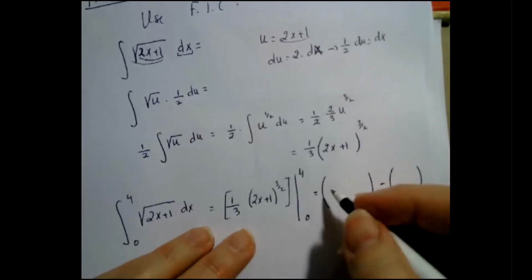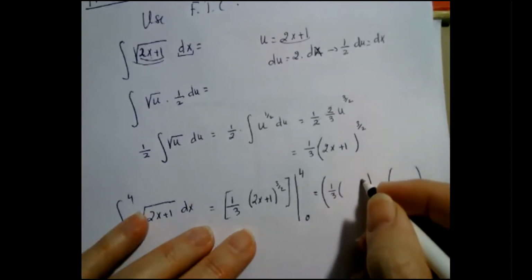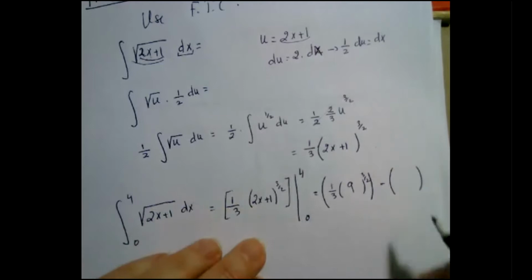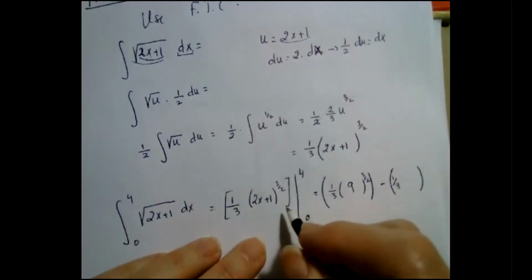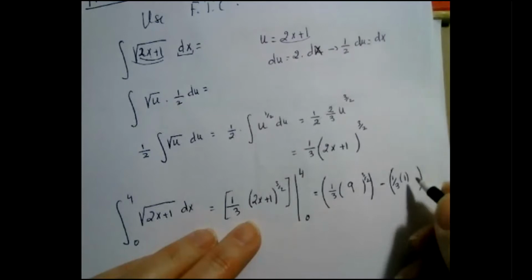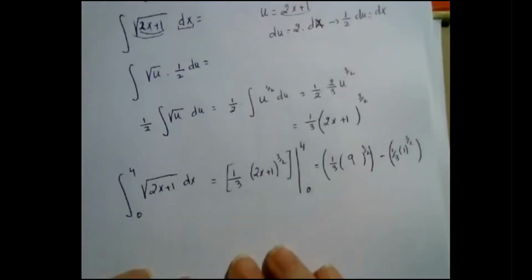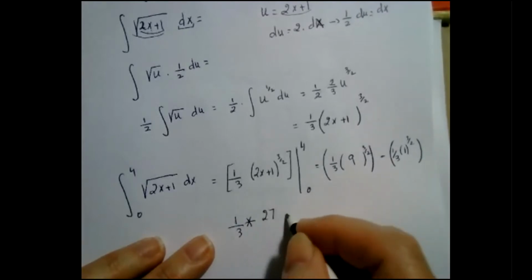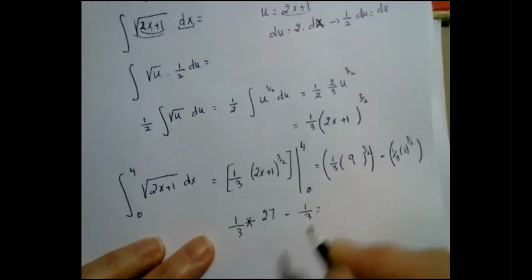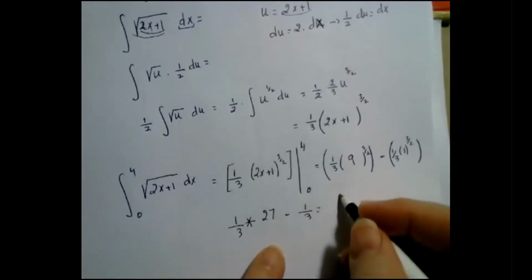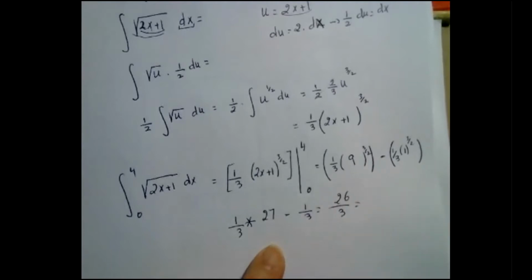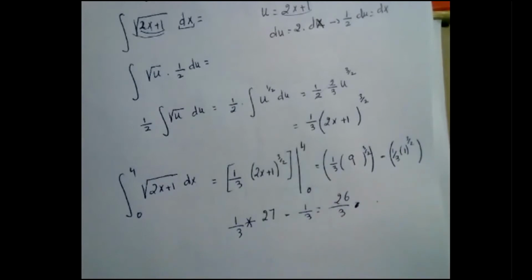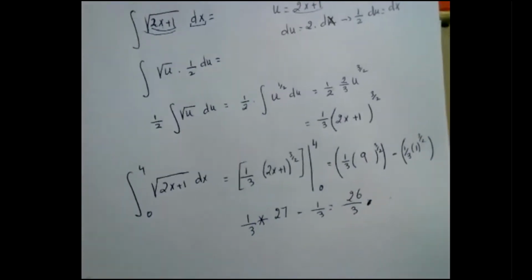All right, at 4 I will get 1/3 times 2 times 4, 8, 8 plus 1, 9 to the power 3/2, minus 1/3, and at 0 I will have 1 to the power 3/2. So finally I will have 1/3 times 9 to the power 3/2, which is 27, minus 1/3. And this will give me 26/3. No, I cannot do anything about it. 26/3.